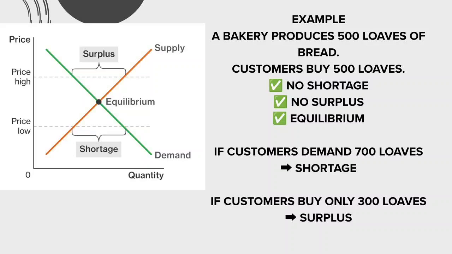Now let's take the opposite situation. The bakery produces 500 loaves, but customers buy only 300. So the remaining 200 loaves are unsold. This is a surplus, similar to aggregate demand being less than aggregate supply. This simple example helps us understand why economists want an economy to operate at equilibrium.